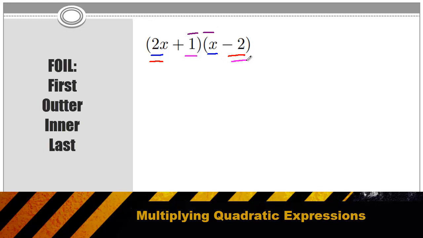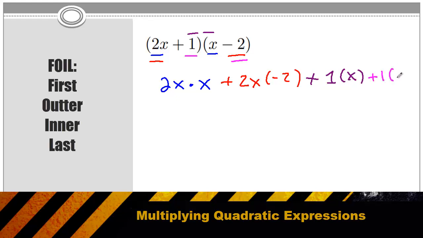So when I multiply the quadratic using FOIL, I do my first times my first, which is my 2x times my x. Then I add that to my outer, which is my 2x times my -2. And then I add my inner, which is my 1 times my x. And then finally I add my last, which is my 1 times my -2.